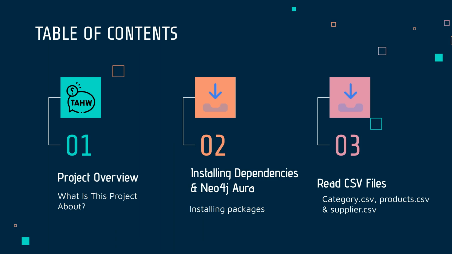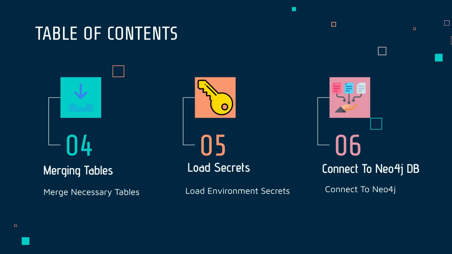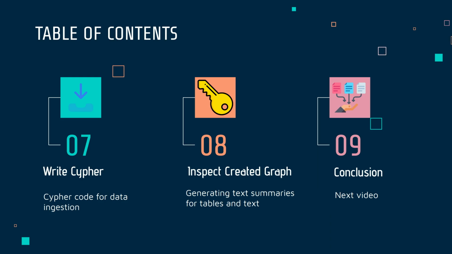So the thing that we'll be covering in this video is the project overview, which you've already looked at. You're going to install the dependencies, read CSV files, match the different data frames or different tables, load in our secret keys, connect to our Neo4j, and then we write some Cypher code, execute the Cypher code, inspect the inserted data in our knowledge graph, how is the data properly inserted, and doing all those little inspections. And then that's all for this video. The next video, we're going to build the actual RAG application on top of this knowledge graph. Okay, so let's get into it.